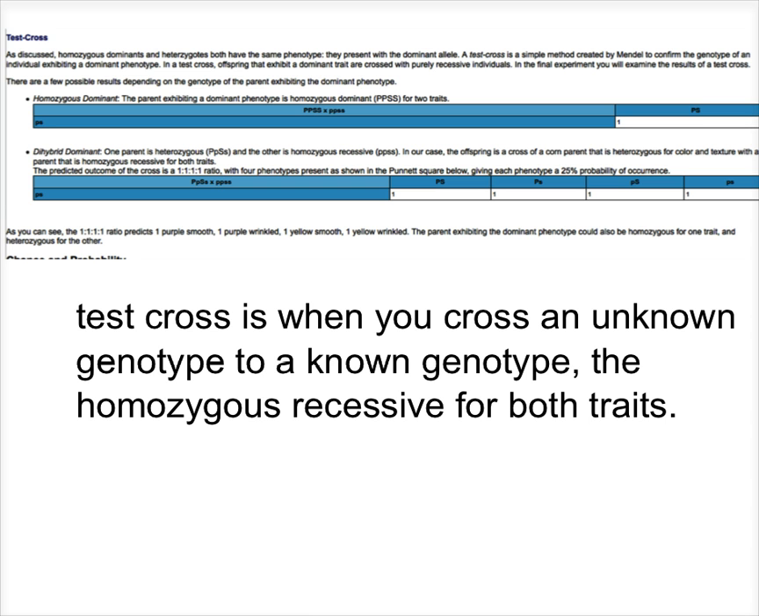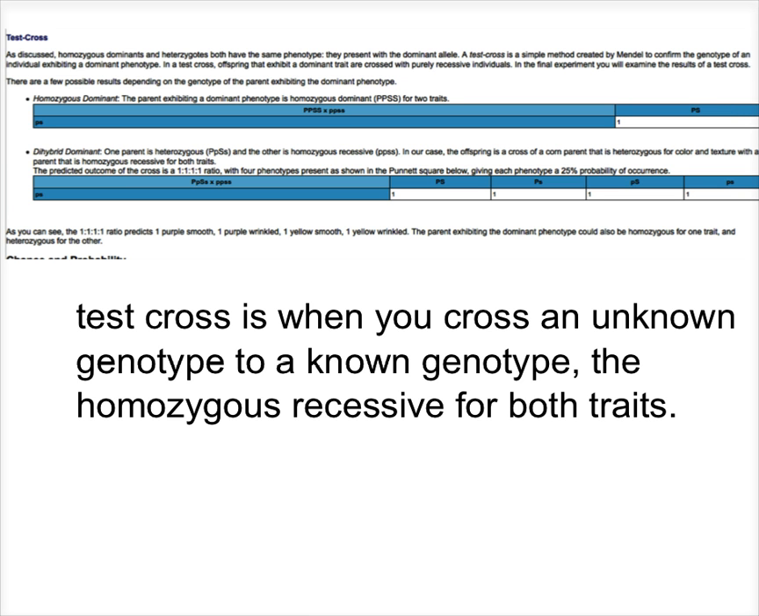So you were given a corn, experiment 3, and you had to figure out what its genotype was, and you first had to have a guess. To figure out the genotype of an organism showing the dominant trait, you need to cross it with a known genotype. And in this case, we always use homozygous recessive for both of the traits.